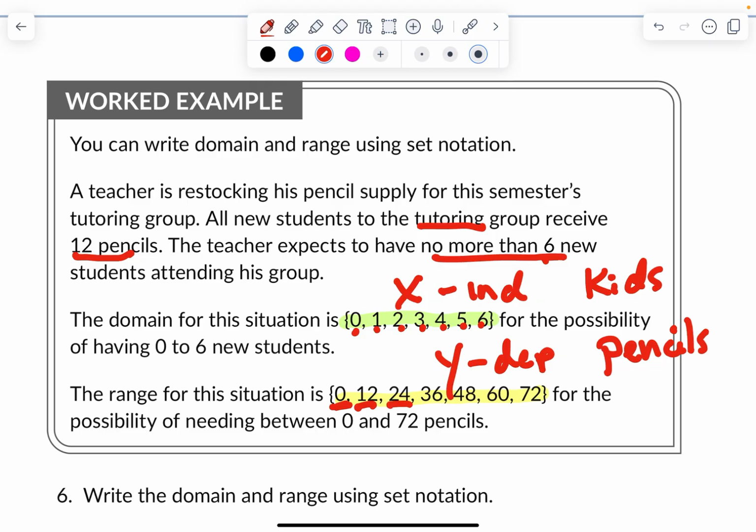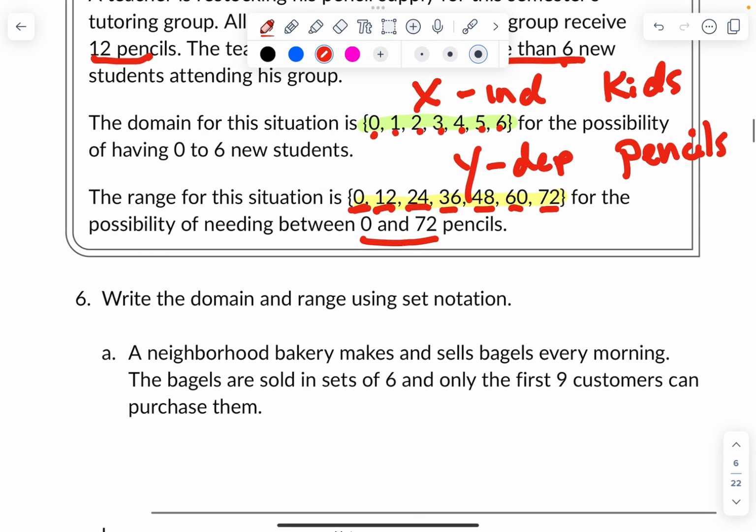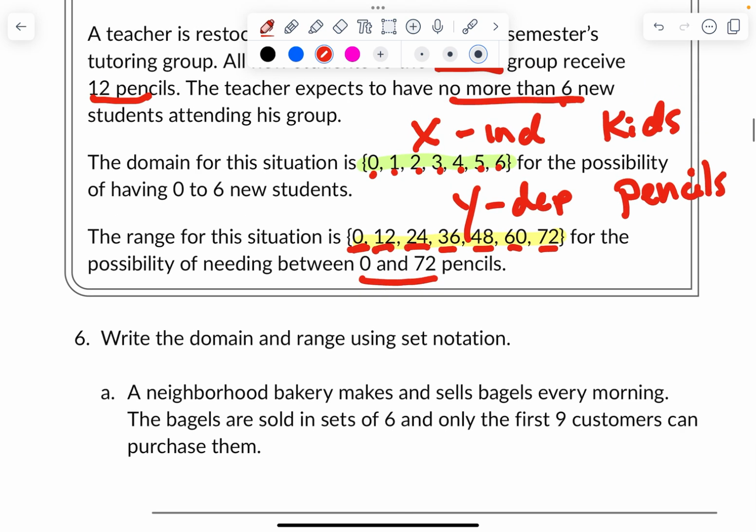2 kids, she's going to need 12 for both of them. That's 12 plus 12 or 24. 36, 48, 60, 72. So it skip counts by 12. She knows she's going to need somewhere between 0 and 72 pencils. Okay? So the domain is the number of kids. The range is the number of pencils.